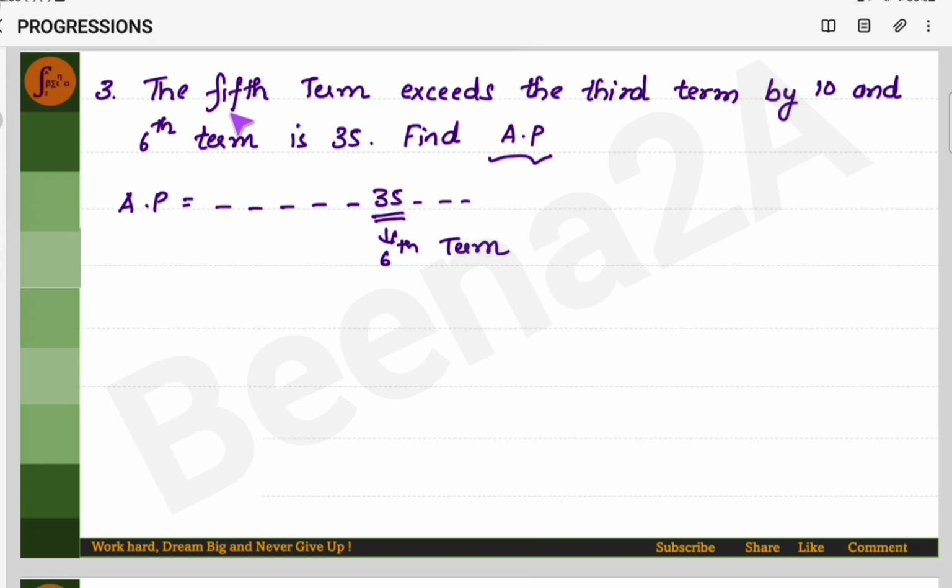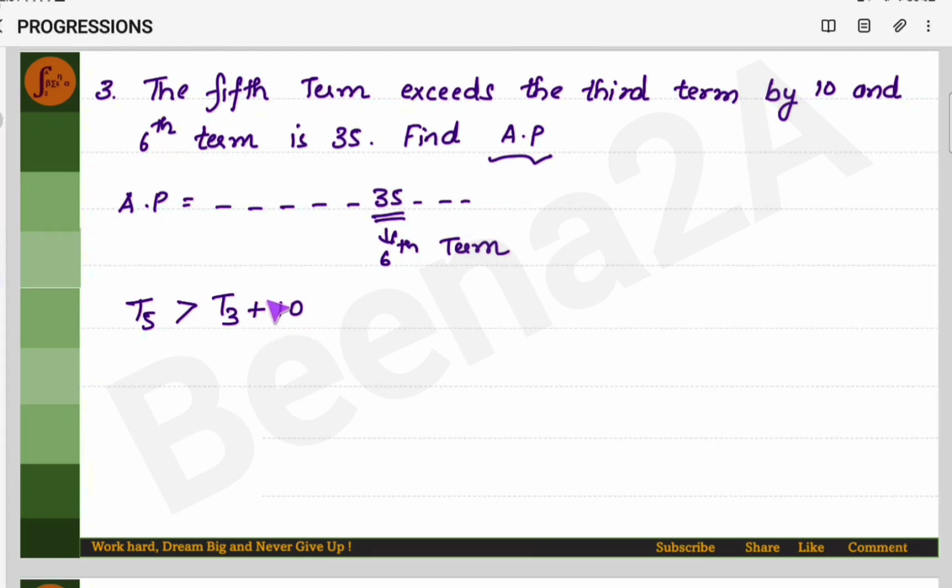So let's see what has been given here. The fifth term exceeds the third term by 10. The fifth term is T5. T5 is greater than the third term T3 by how much? By 10. So basically, the fifth term is nothing but the third term plus 10. Because the fifth term exceeds, that means the fifth term is more than the third term by 10 units.